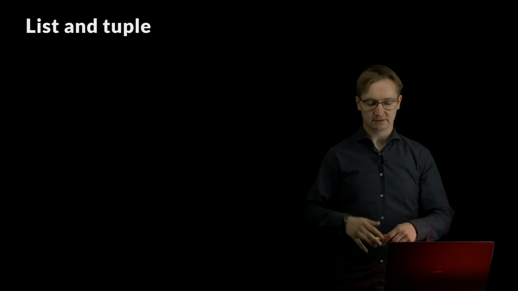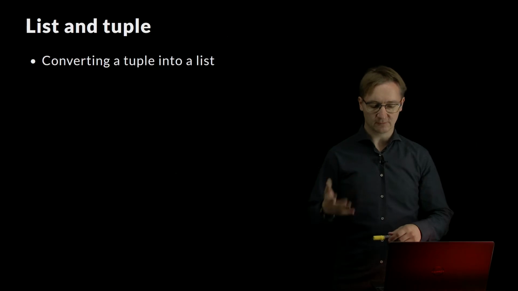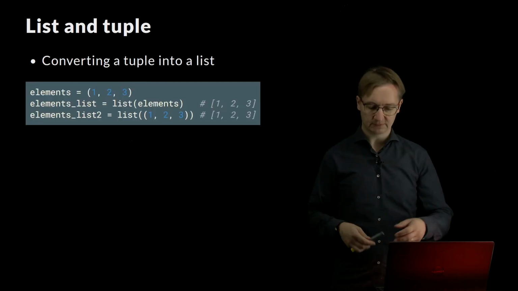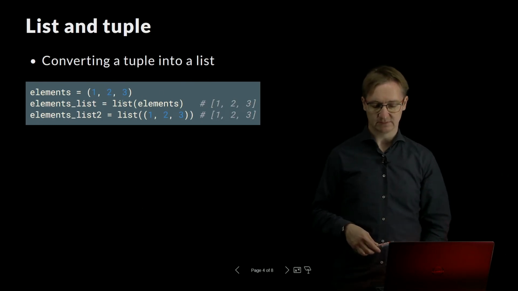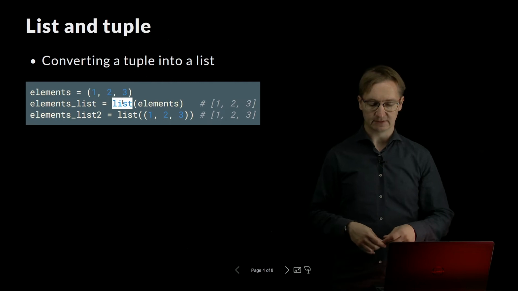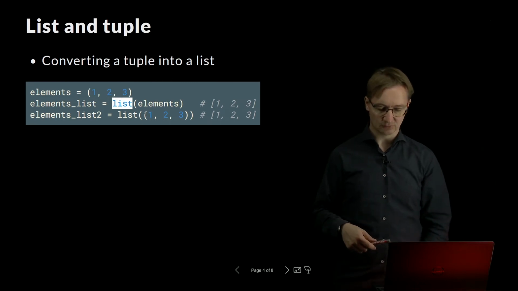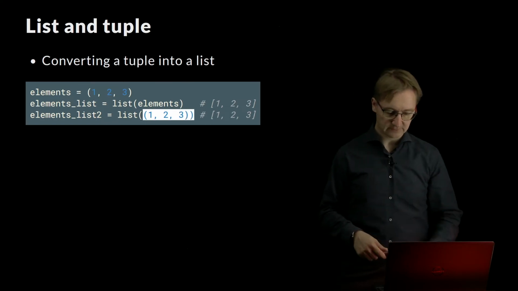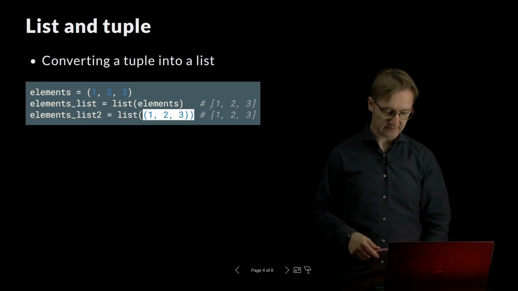So let's see how the list and tuple can be used. We can convert a tuple into a list. To do that, we have a tuple elements here, and we convert it into a list using the list function. We pass in this variable into list, or we can pass in the tuple directly without a variable. And as you can see, we will end up with a list of the same elements.